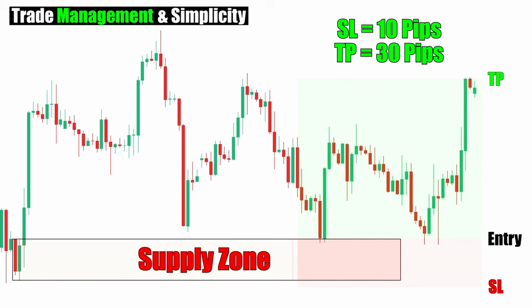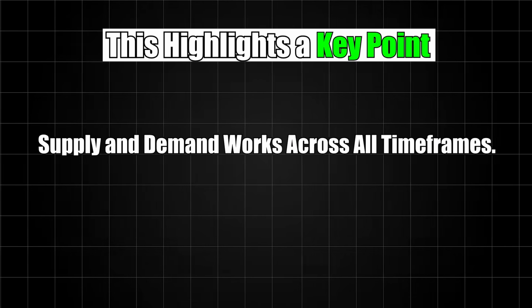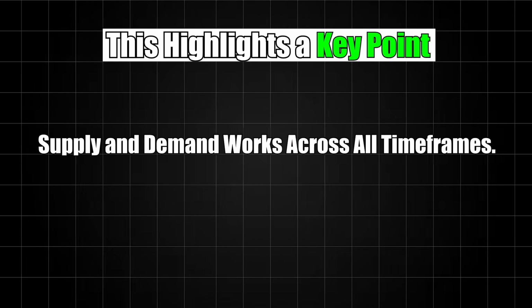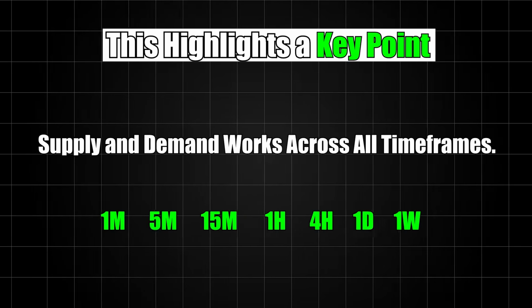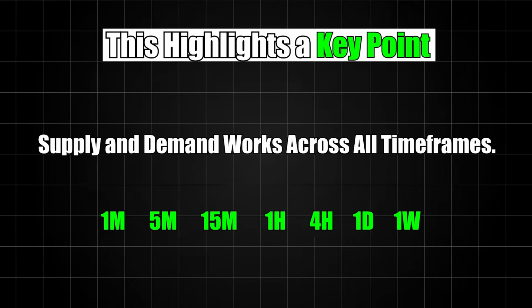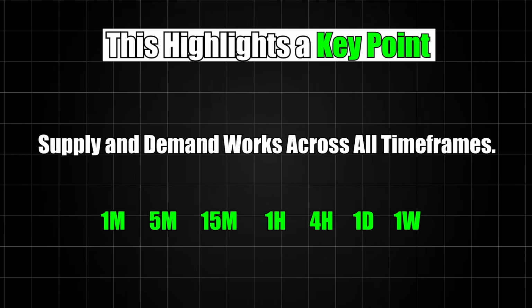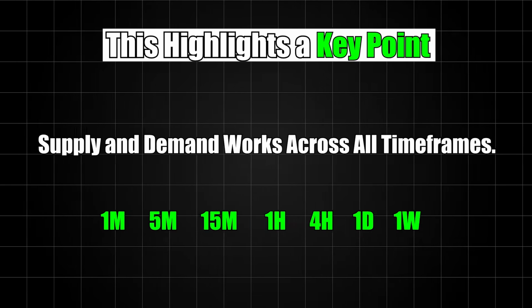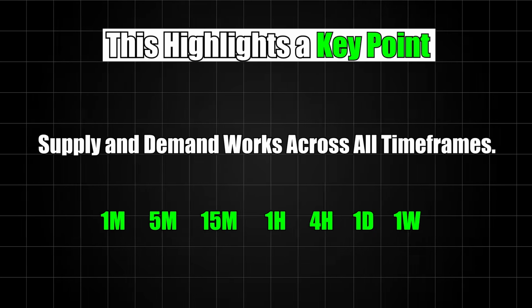And remember that trading is a probability game, and sticking with fixed risk reward ratios helps keep the probabilities on your side. This highlights a key point. Supply and demand works across all time frames. If you're a scalper or day trader, you can apply it on the 1-minute or 5-minute charts. If you're a swing trader, you can apply it just as effectively on the 4-hour or daily charts. That's because supply and demand is a fractal concept. The same logic repeats itself at every scale, allowing you to adapt the system to fit your personal trading style.